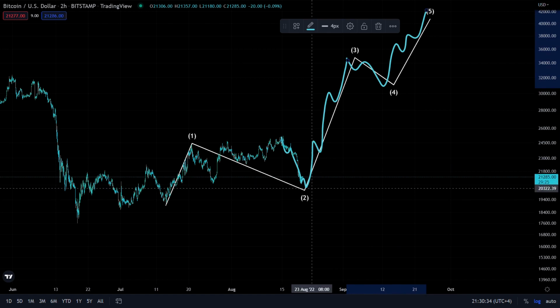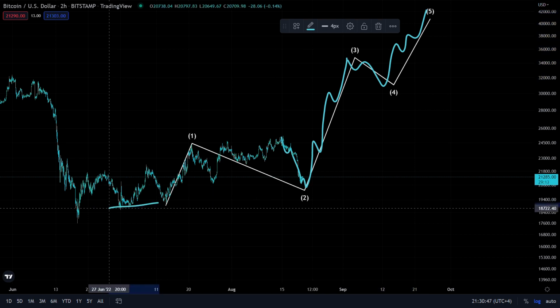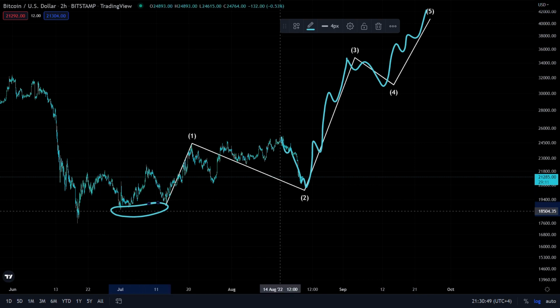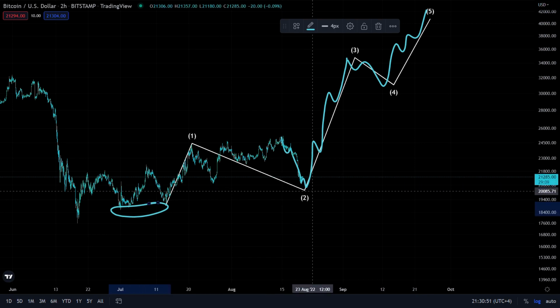So if we do come down to around 20,300 and we don't start seeing an impulse or any accumulation down here, then this idea would start needing to be scrapped, especially if we do break these lows down here. This idea is well and truly out of the window if we do that.